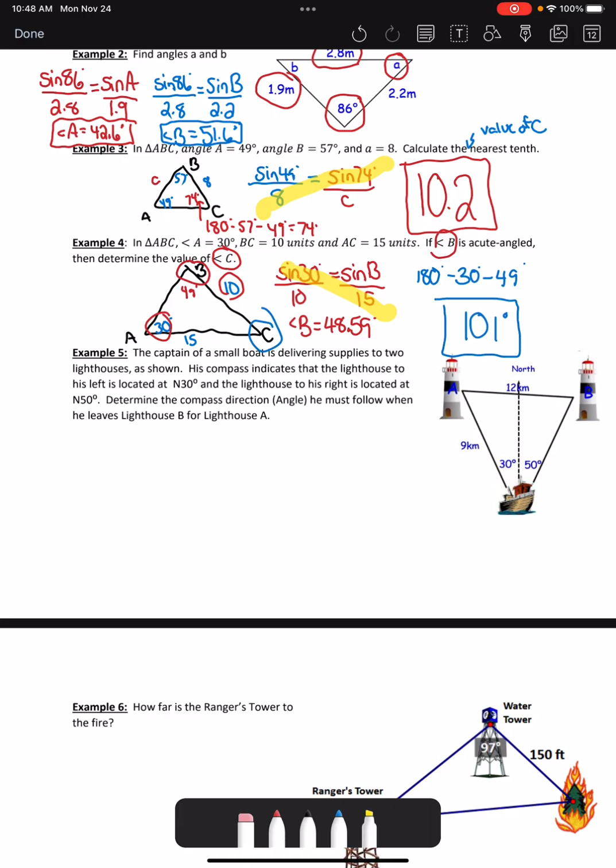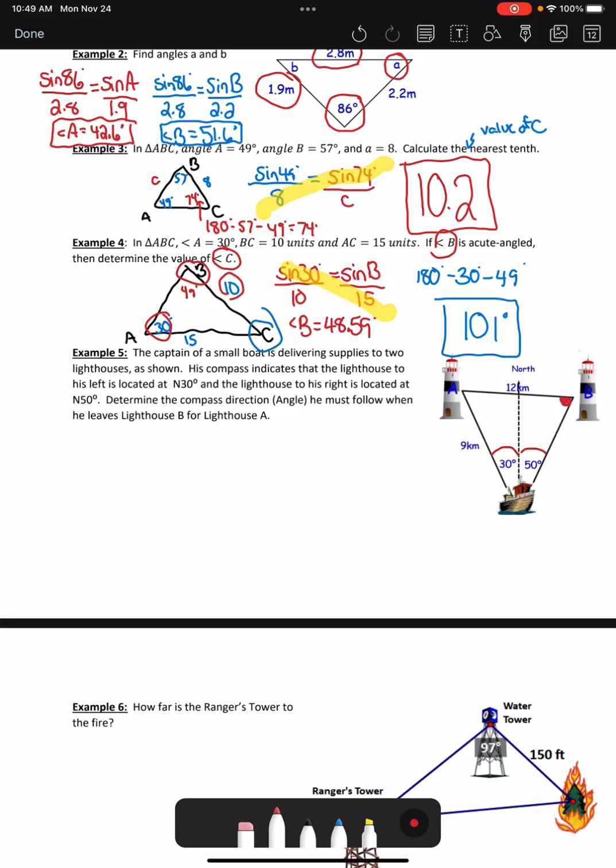Great. Okay, so it says the captain of a small boat is delivering supplies to two lighthouses as shown. His compass indicates the lighthouse to his left is northeast 30 degrees, and then north to the right is 50 degrees. Determine the compass direction he must follow when he leaves B from A. So this is B from A, so this is the angle we're looking for.